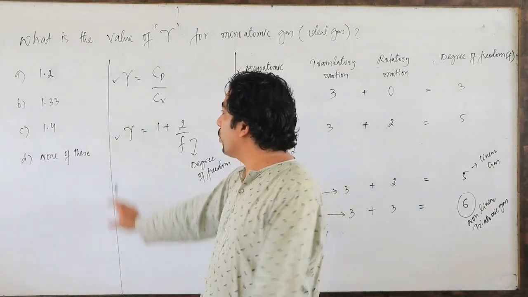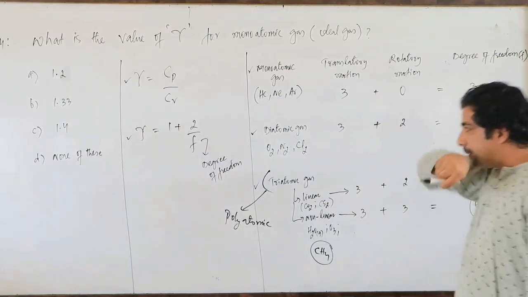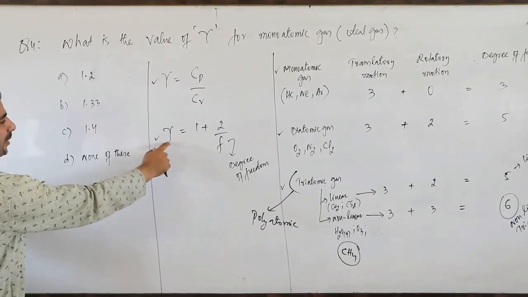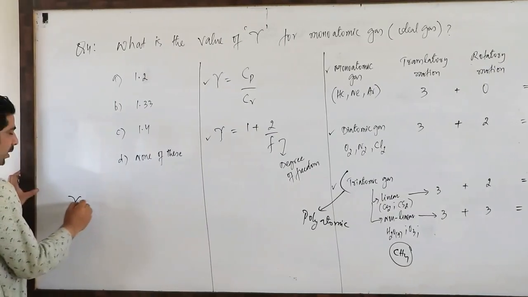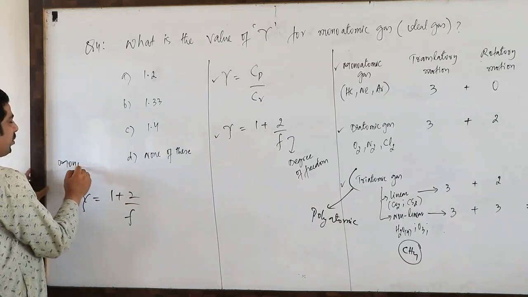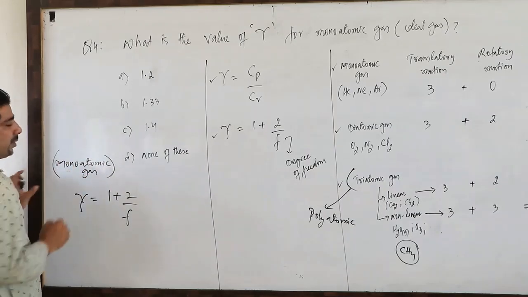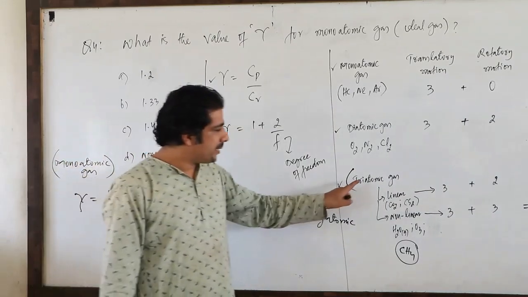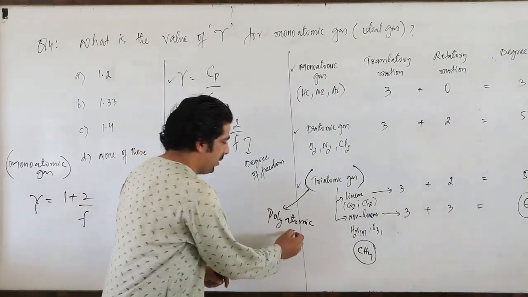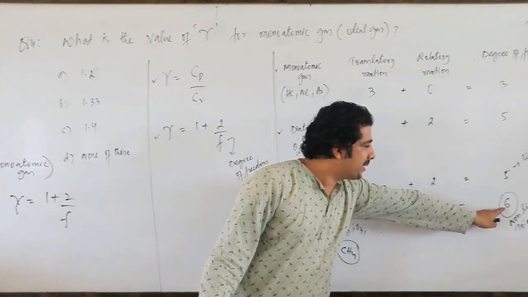So now let's come to the question, my dear friends. What is the value of gamma for monoatomic gas? If I have a monoatomic gas, I will use my expression here: gamma is equal to 1 plus 2 upon F. I am talking about monoatomic gas. Remember once again, this triatomic gas can also be called as polyatomic gas. So the degree of freedom will be 6.